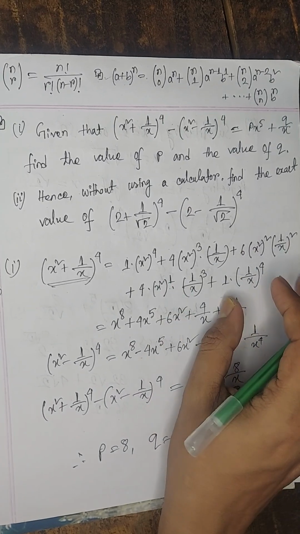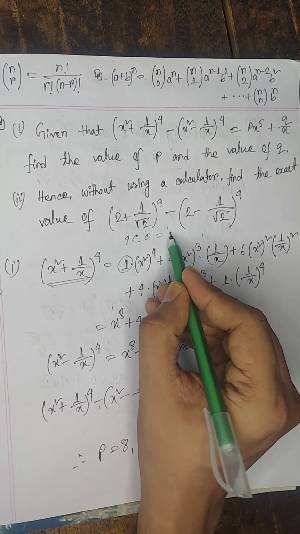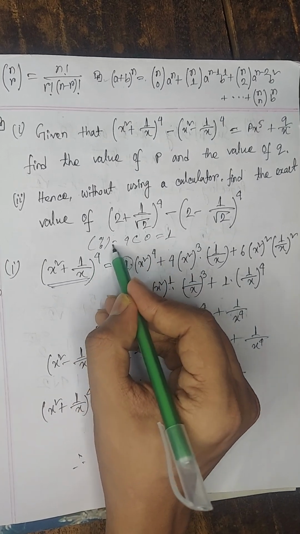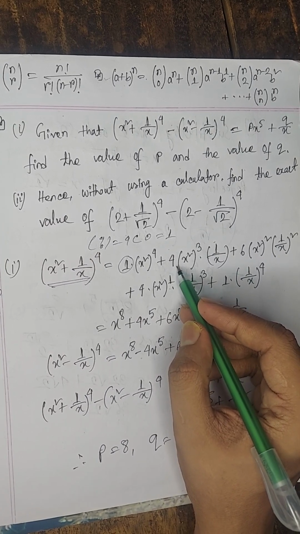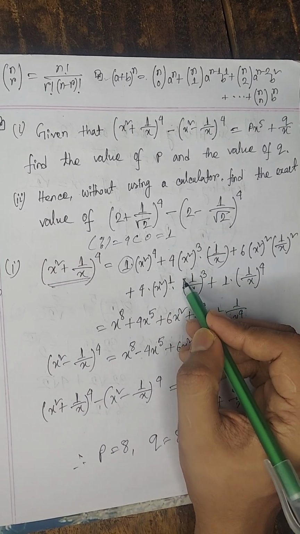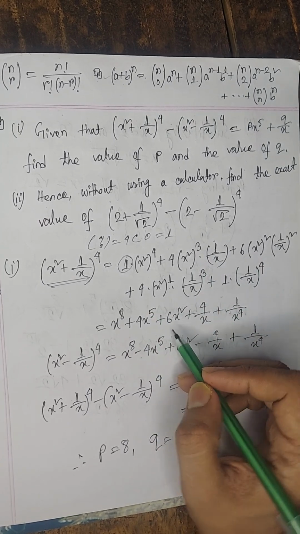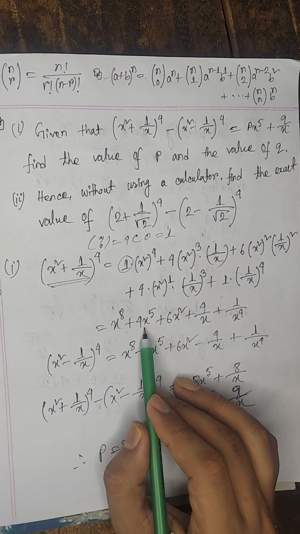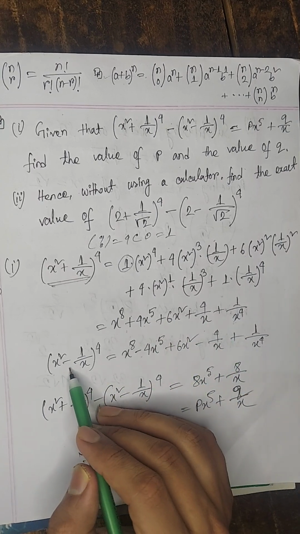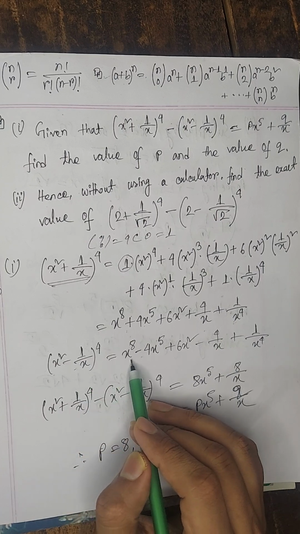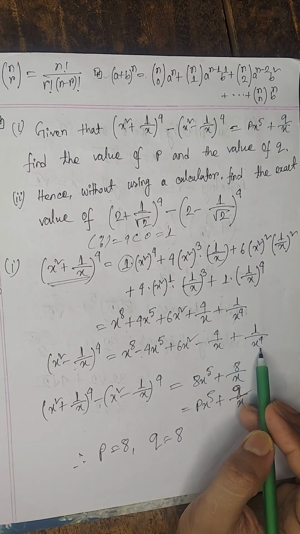That's how we get 1 here, 4C0, 1. And similarly for 4C2 we get 6, and then again 4, 1. So we get the expression x to the power 8 plus 4x to the power 5 plus 6x² plus 4 by x plus 1 by x to the power 4. Similarly for (x² minus 1 by x) to the power 4, we get x to the power 8 minus 4x to the power 5 plus 6x² minus 4 by x plus 1 by x to the power 4.